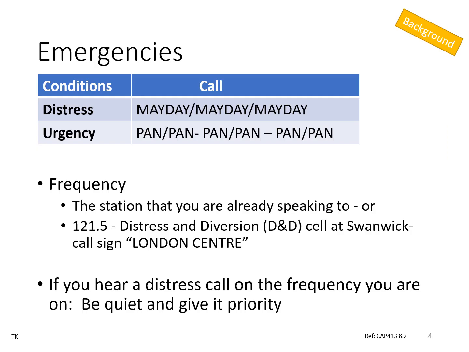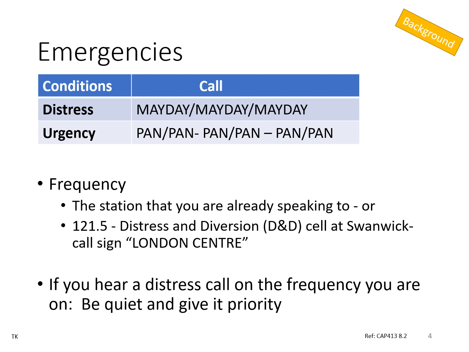There are two types of emergency call. A distress call, which requires immediate assistance, typically because there's danger to life. This is a Mayday call, and that comes from the French for help me rather than the festival in May. An urgency call is one where immediate assistance is not required, but it does concern safety. That's a PAN call. If you have to make such a call, then you can either make it on the frequency that you're on, or you can call London Centre on the emergency frequency of 121.5.